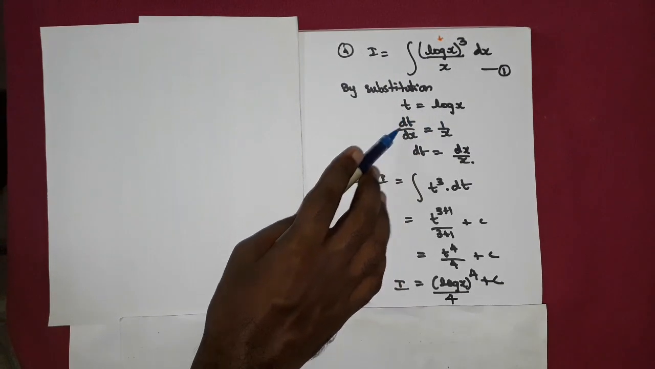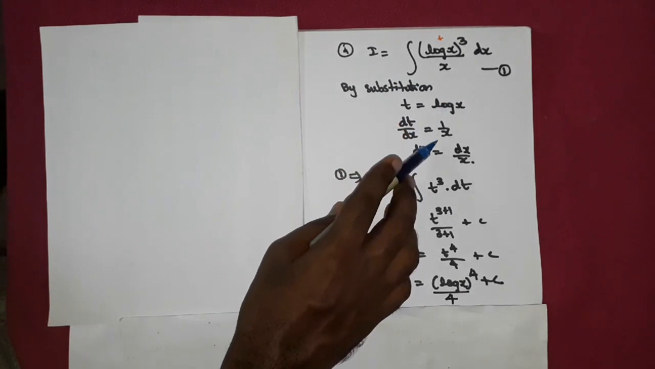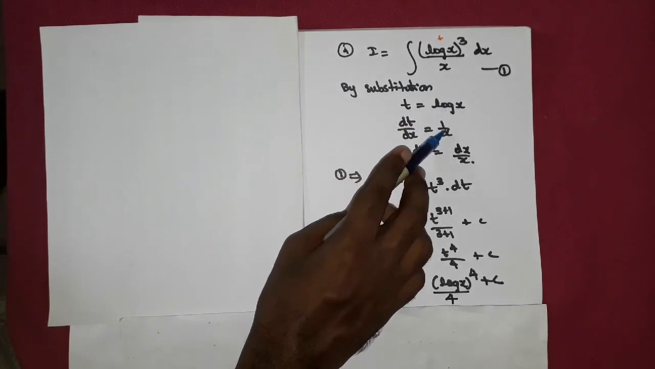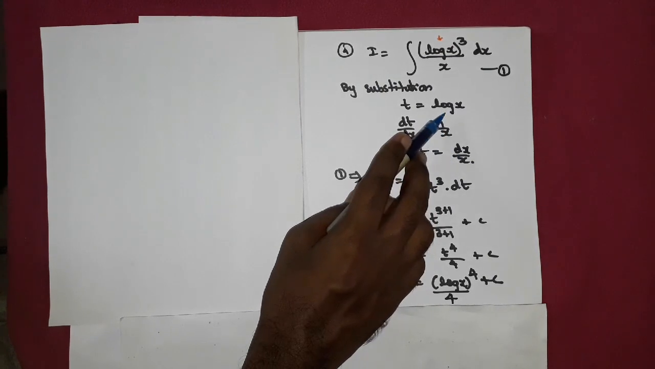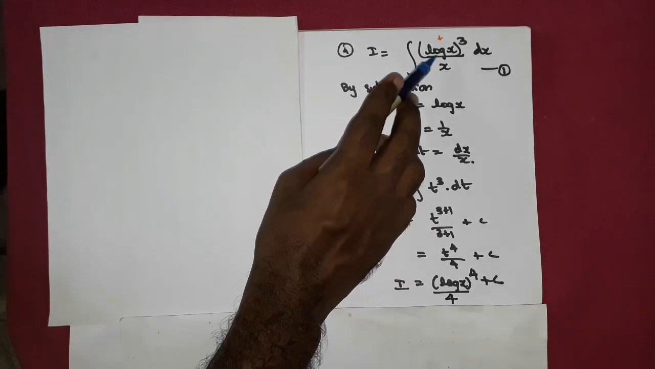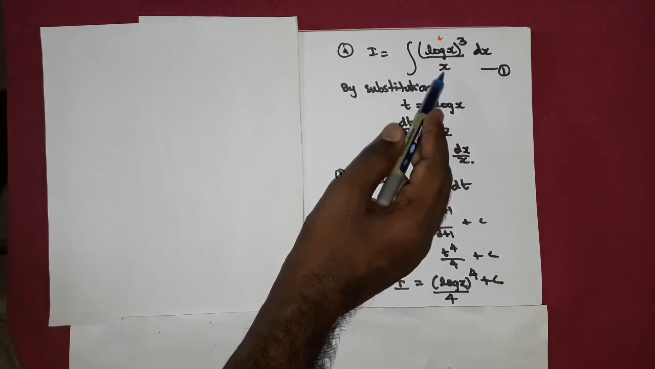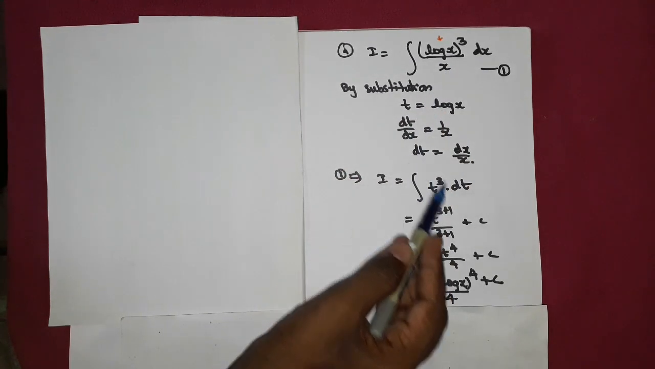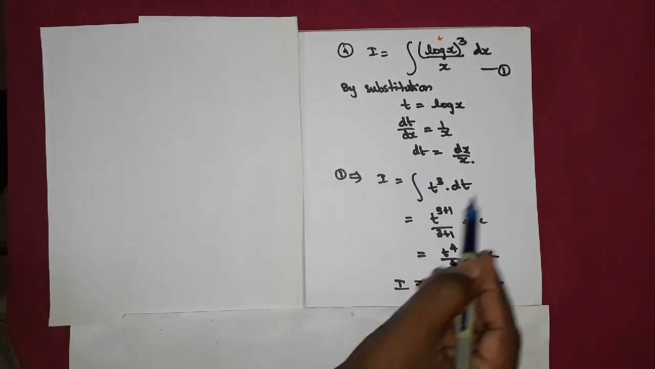When you differentiate it, you get dt by dx on the left side, and log x, when you differentiate, you get 1 by x on the right side. Take dx to the other side, so dt equal to dx by x. So instead of log x, I'm going to put t in the integral. So here when I apply t, I get t cube, right? So I get t cube. Then instead of dx by x, we can apply dt. So dt.